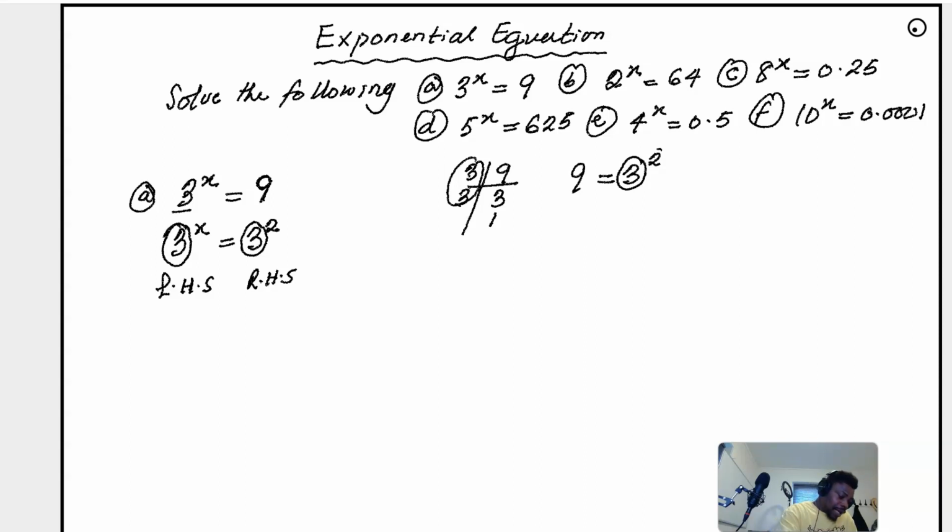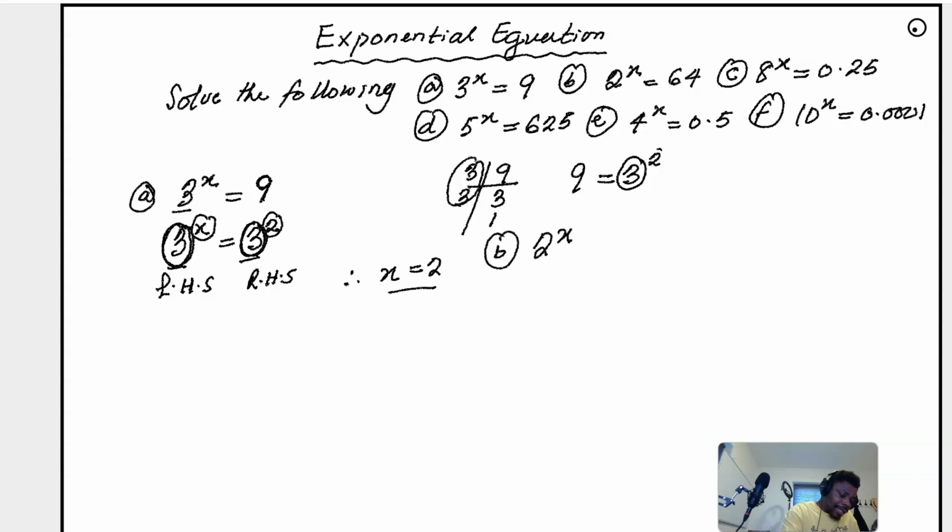So, left-hand side, the base is 3. Right-hand side, the base is 3. So, therefore, it means x must be equal to 2. Why? Because they have the same bases on both sides. So, x is equal to 2. Easy. Now, let's look at question B.